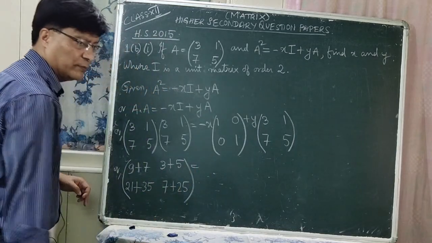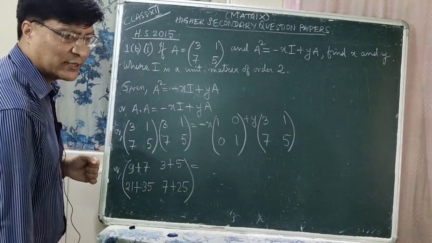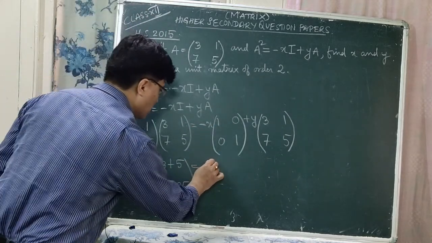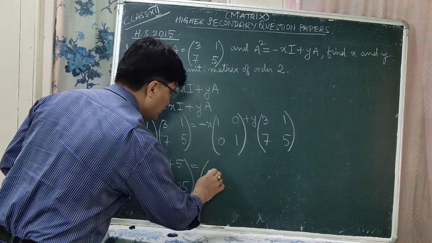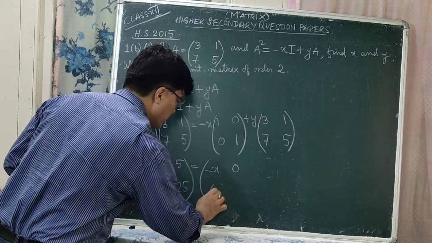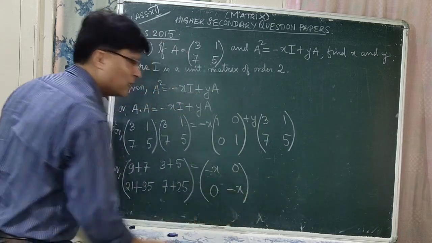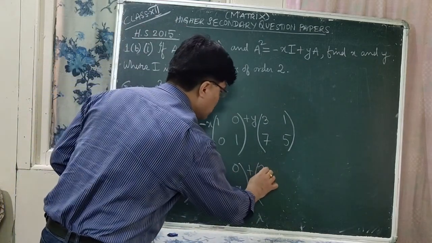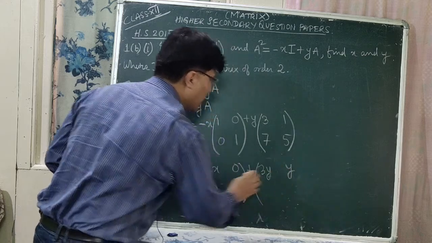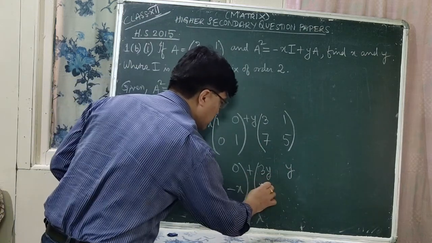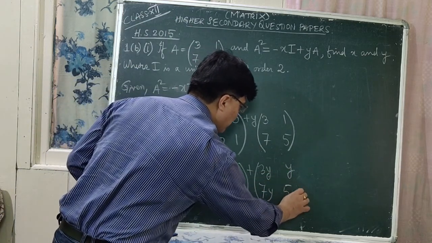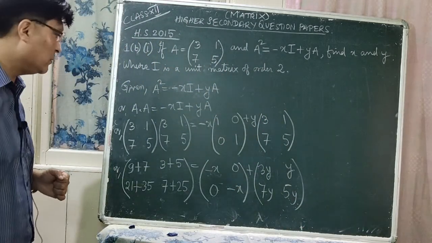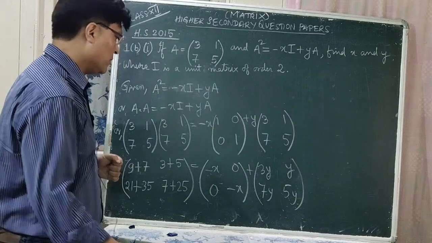So which is equal to, now multiply by minus x here. Minus x is the scalar multiplication of this matrix, so which is equal to minus x 0 0 minus x. Okay, plus, now multiply by y here. It is 3y, this is y, right? This is 7y and this is 5y. So is that clear to all of you? So now let us simplify it further.